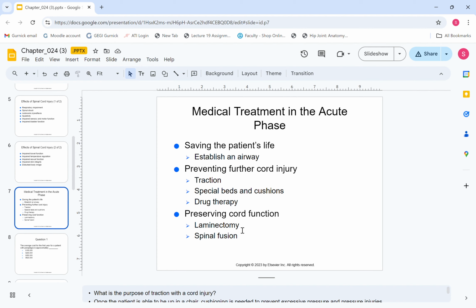Now, say in a motor vehicle accident or something like that, we not only injured the spine, maybe we injured the disc that provides shock absorption between the vertebra. So we might have to remove the disc and fuse the two bones that the disc was in between. We might have to fuse them together. So that would be a spinal fusion.